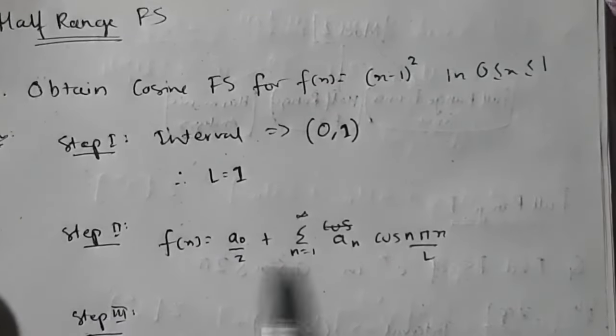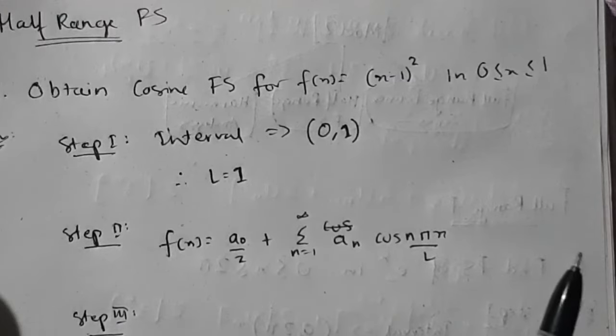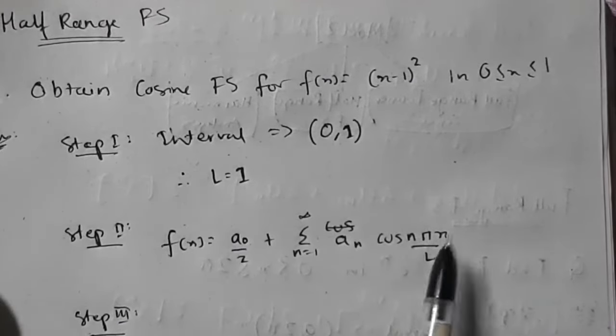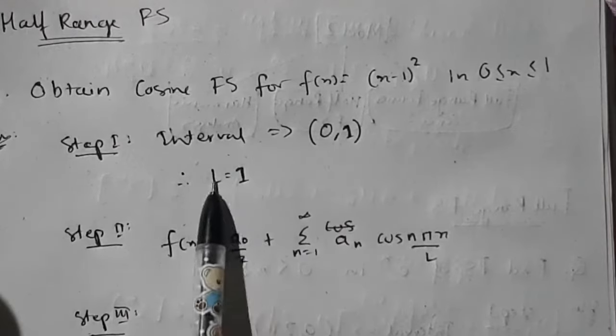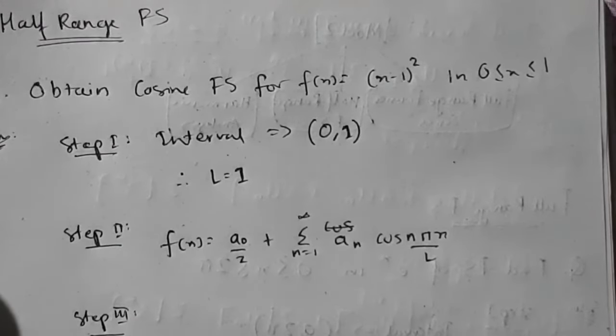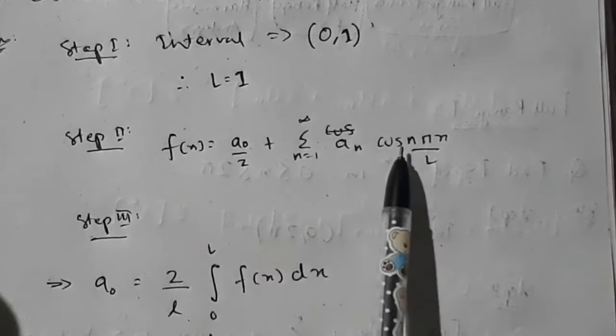Second step, write the formula. For cosine you will have a terms, and bn will not be there. So you have to write these terms and everything is the same. This formula just has L here. If it is 0 to 1, L is 1, so you have to substitute 1 here. Now what's the step 3? You have to find a naught, an, then substitute in that final equation.